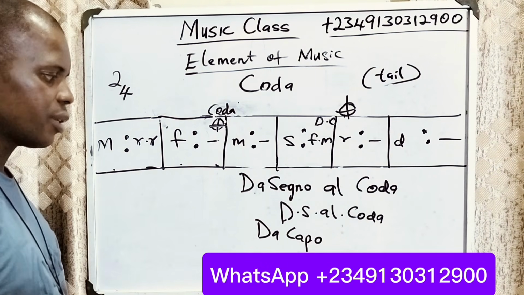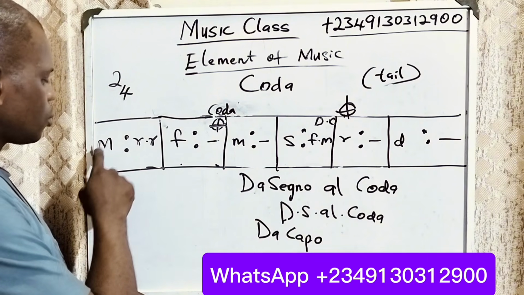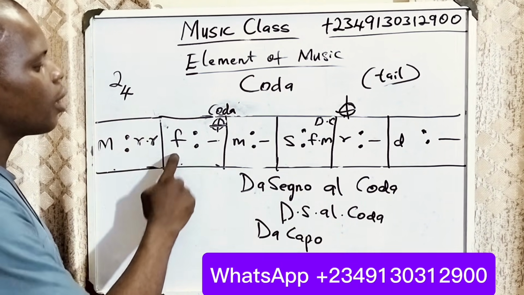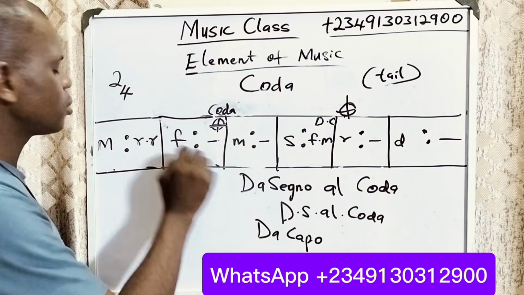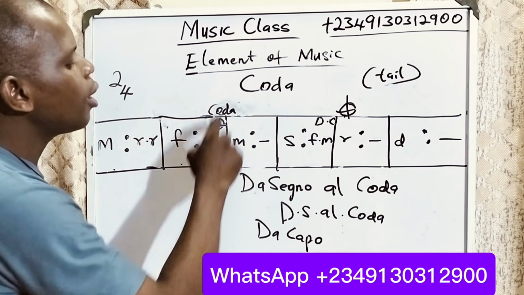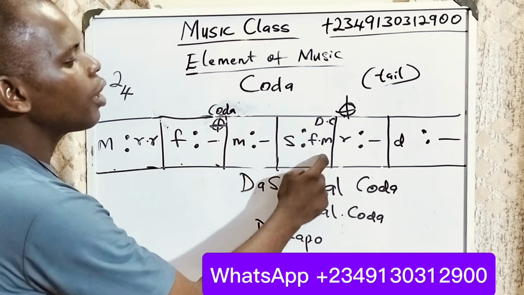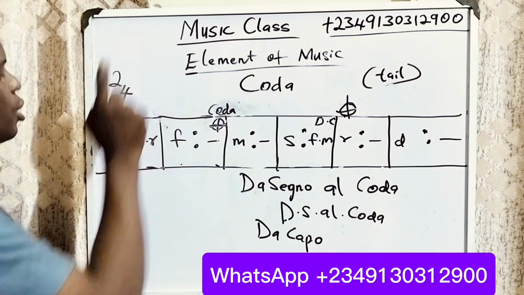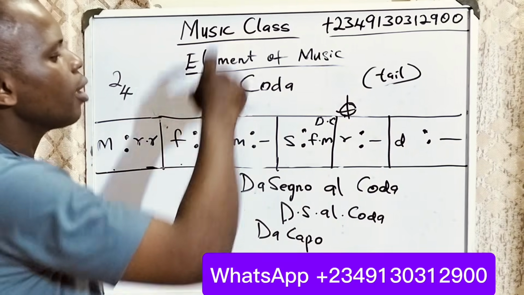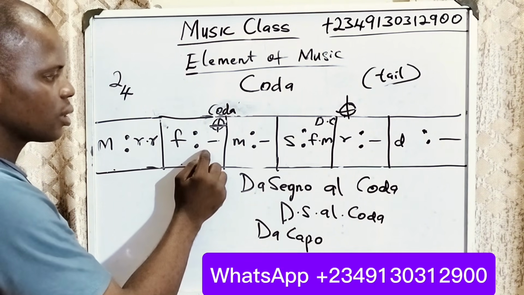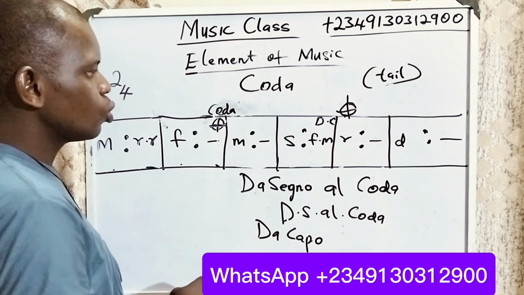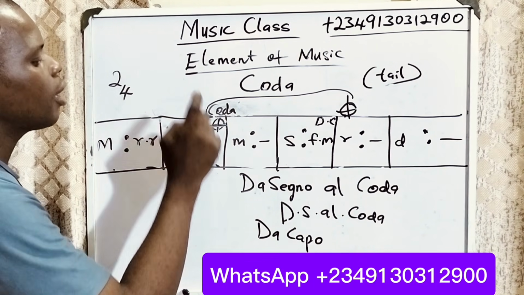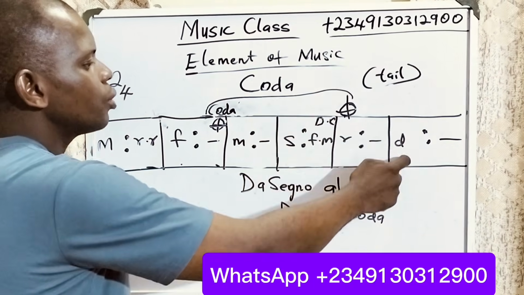Let me explain it again. I don't want this video to be long. You move. Mi, re, fa. You see, I'll pass this first one. Mi, re, fa, mi, sol, fa, mi. You go back after the fa, mi. Mi, sol, fa, mi, re, fa. Then when you move back, after singing this one, you jump from this to the Coda. Do you understand? Mi, re, fa, re, do.